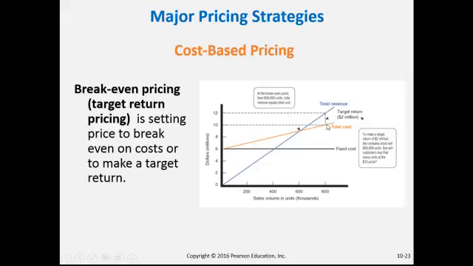But will customers buy that many units at the $15 price? Meaning that you need to increase the price. So this is the break-even pricing, or the target return pricing.